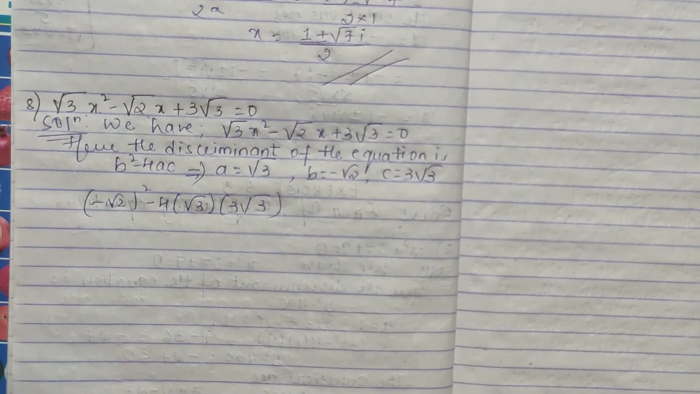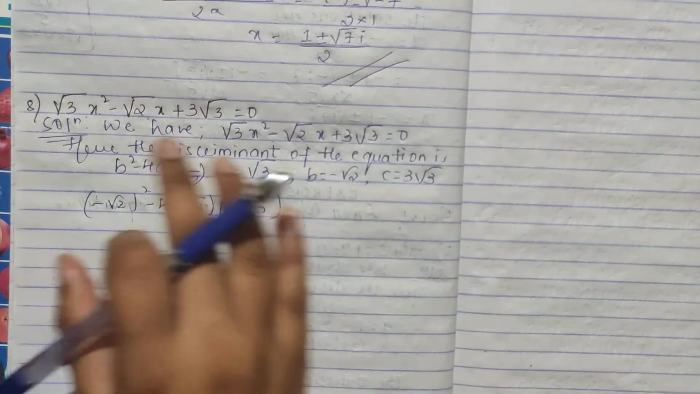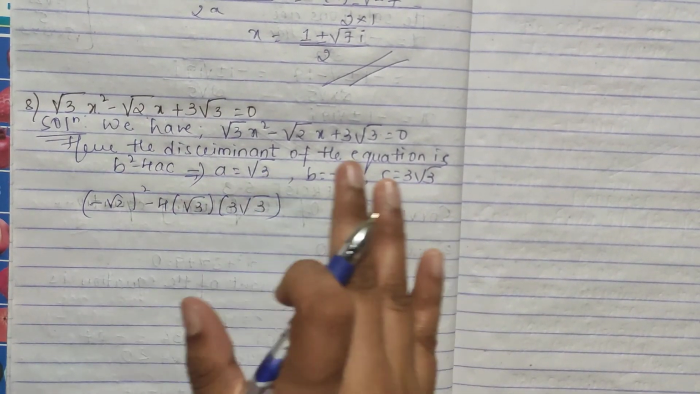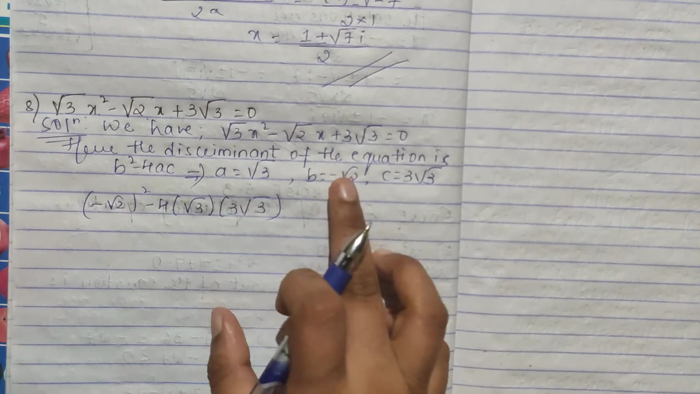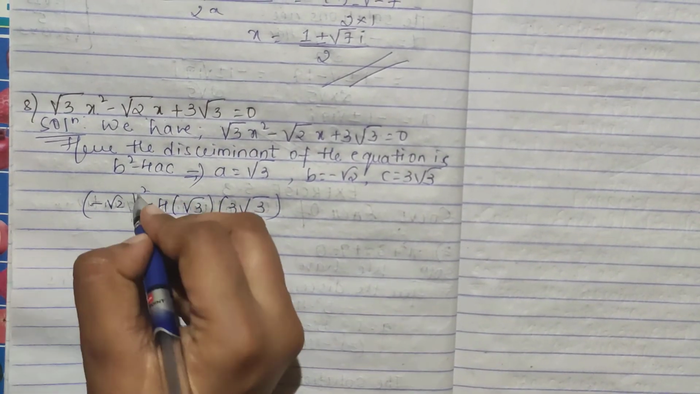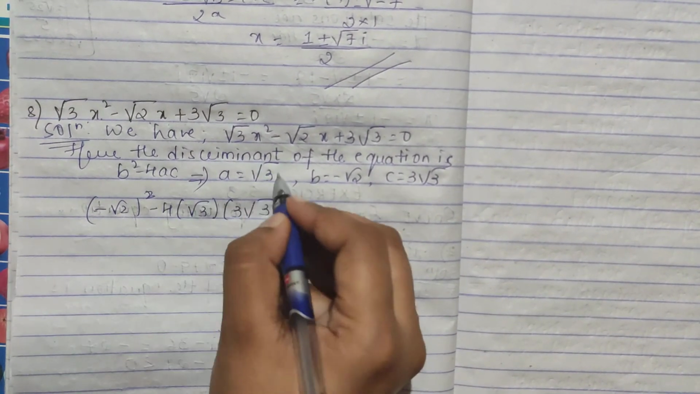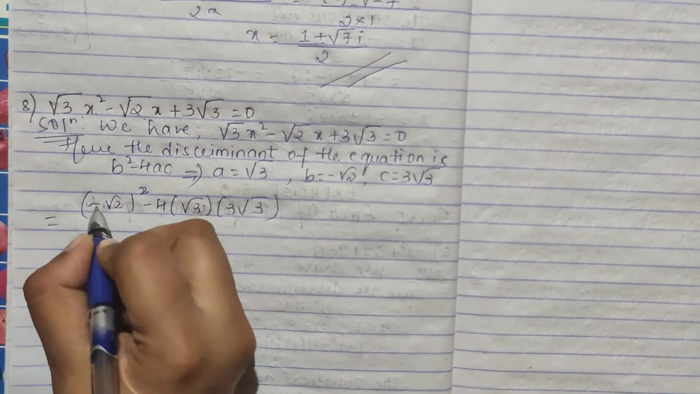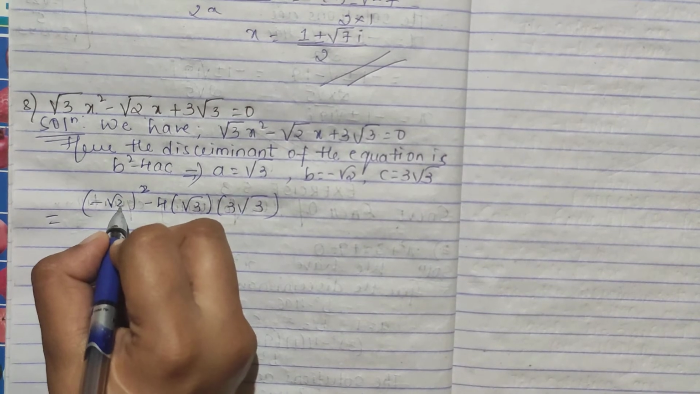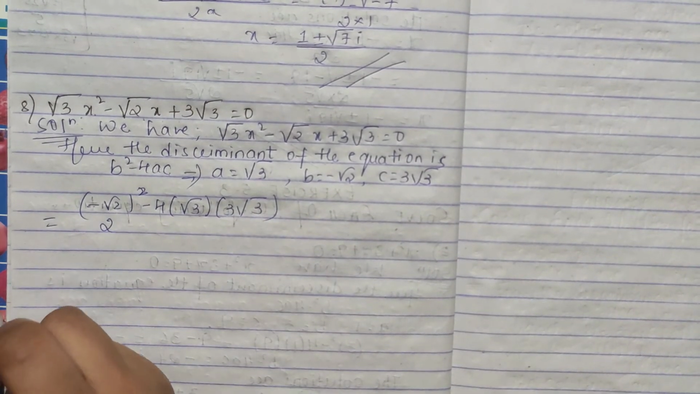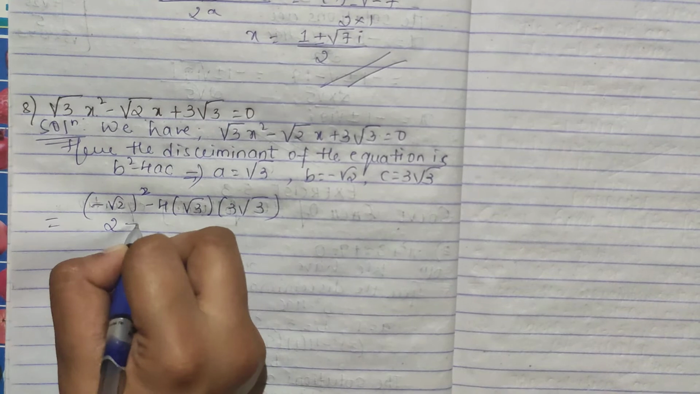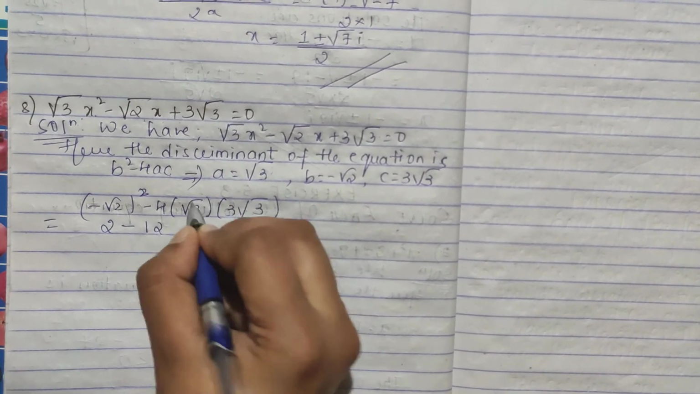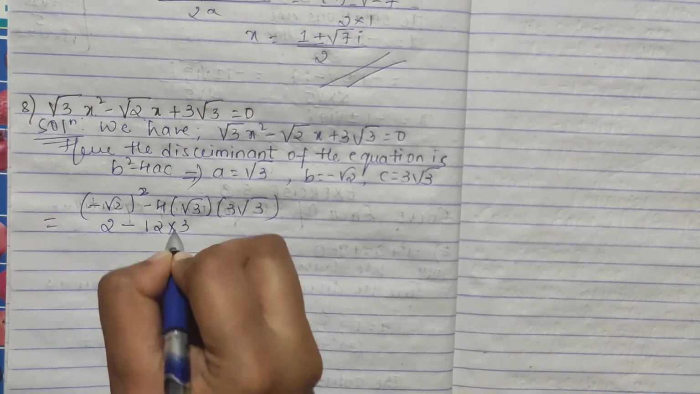Solution: write your discriminant of the equation, b square minus 4ac, write your a, b, c. Substitute, what is your b? It is minus root 2, root 2 square minus 4, a is root 3 and c is 3 root 3, right? Now minus becomes plus, root 2 square becomes 2, right? So this becomes 2 minus 4 3s are 12, root 3 into root 3 is again 3, right?